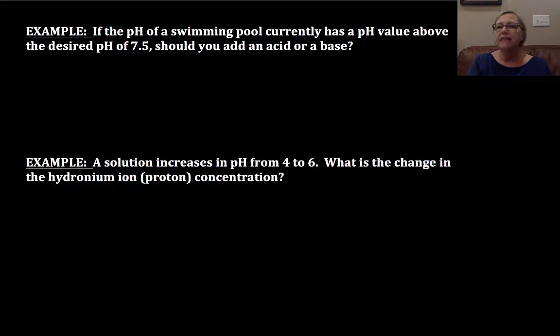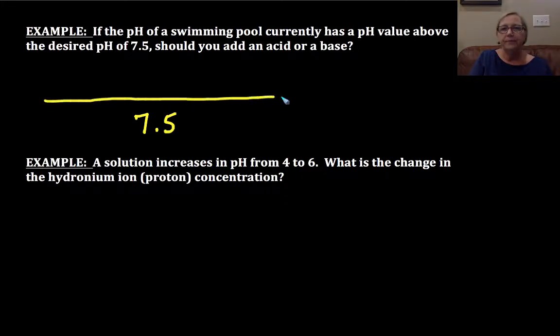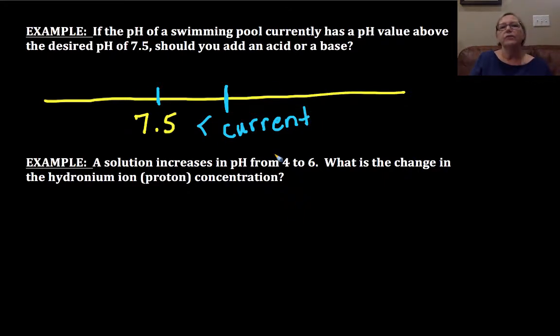Now, my husband and I have to deal with this quite a bit because we have to monitor the pH of our spa. So we have a desired pH of 7.5. In this example, what they're saying is my actual pH is above 7.5, and I need to move it down towards 7.5.